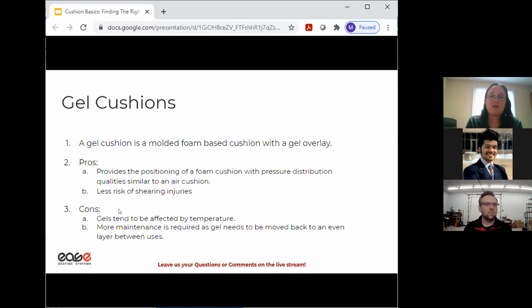And also, there is a little bit more maintenance required with the gel because when you get off of that cushion, you kind of have to knead and move the gel around to get it back to that neutral position. Otherwise, especially with a thicker gel, when you go to transfer in, if the gel's already moved in one area and then you go and sit on it, the gel might not move back to where it needs to be to give you that pressure distribution.